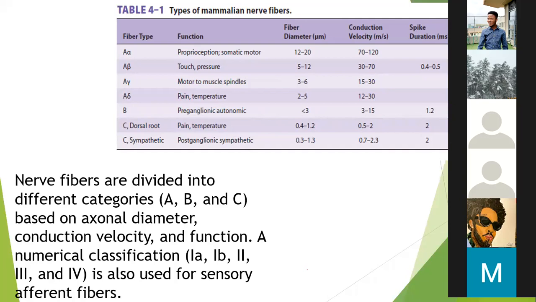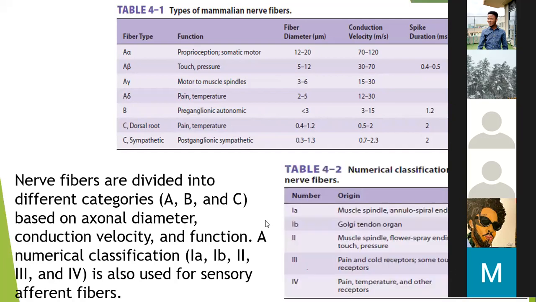So there's another table actually. Now this table compares the Lloyd system on your left to the Erlanger-Gasser on the right. As long as you are able to follow what I was telling you, you'll find that it will be very easy for you to look at this and relate to them.